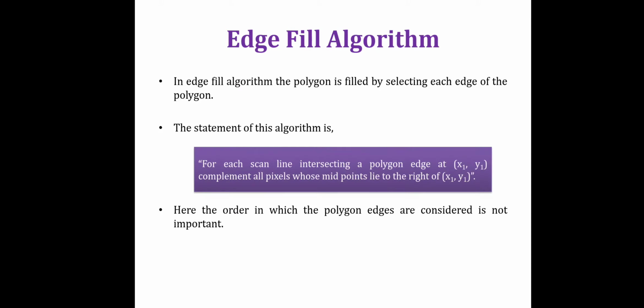It says that for each scan line intersecting a polygon edge at x1, y1, complement all pixels whose midpoint lies to the right of x1, y1. Here, for each scan line which is intersecting the polygon edge, we consider that particular point, say x1, y1, and according to that point we complement the pixels. How we are going to do that? We will see with an example.